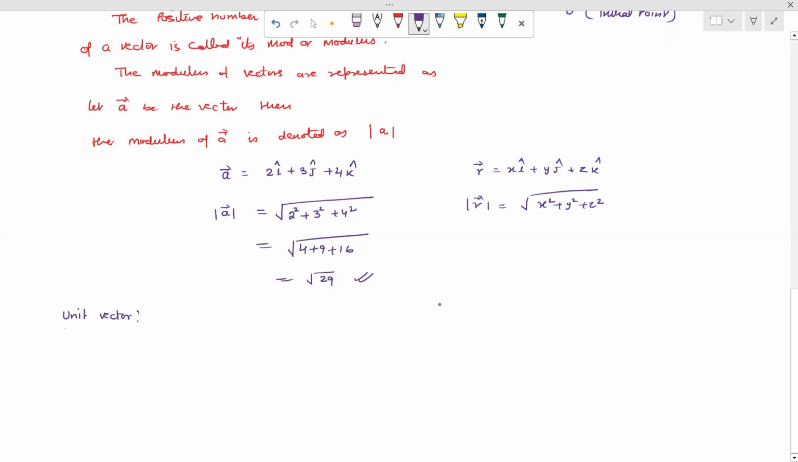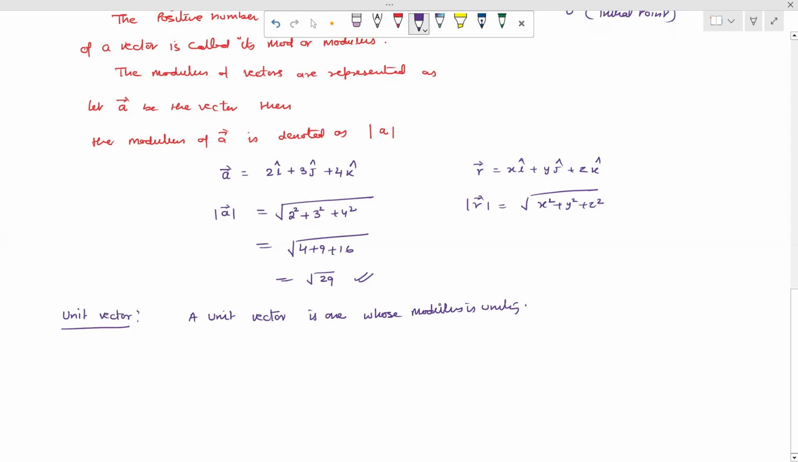Now we move to the next definition, that is the unit vector. So a unit vector is one whose modulus is unity. Unity means 1.